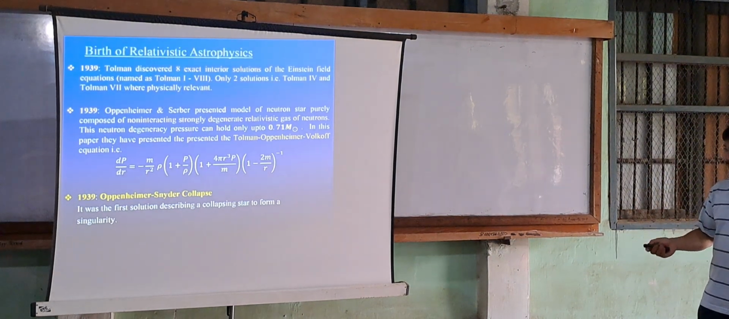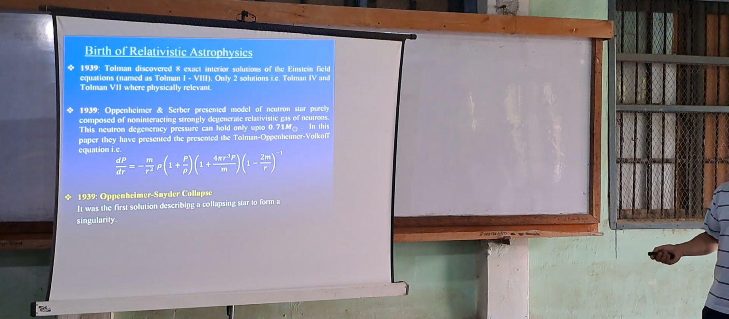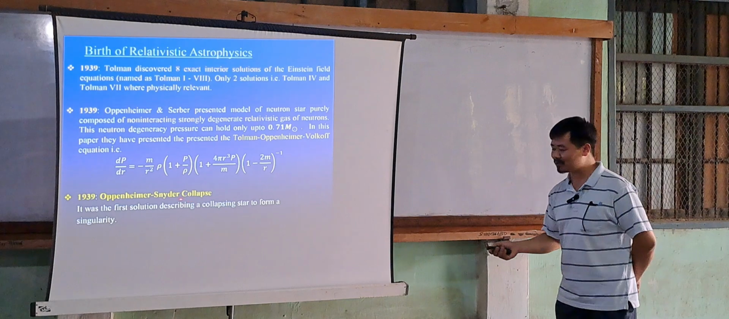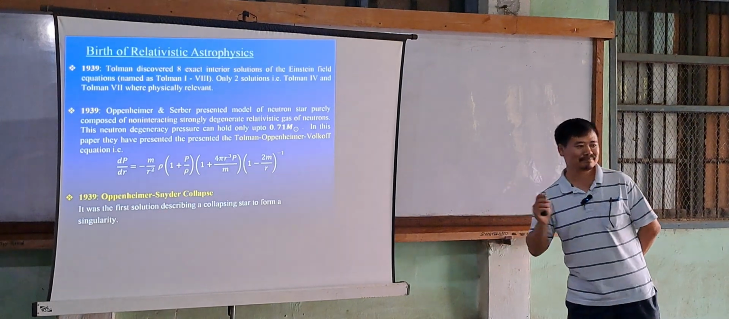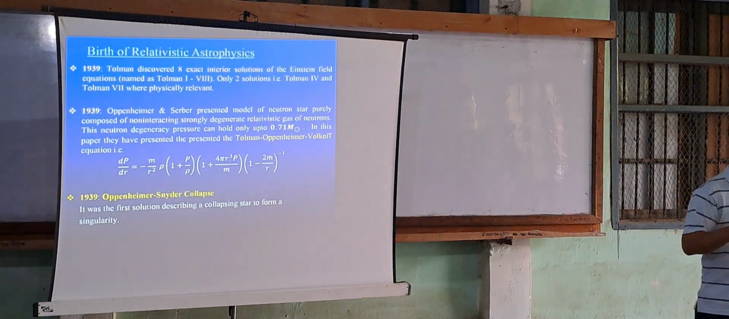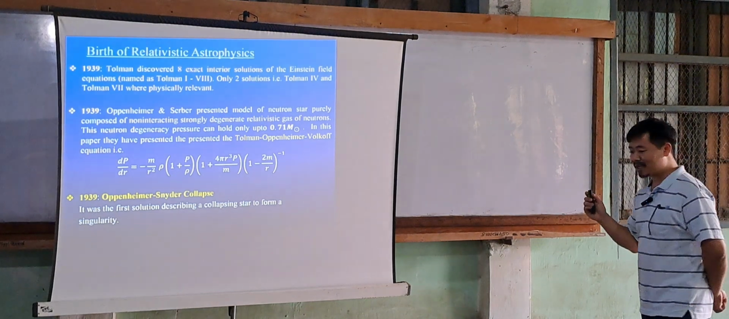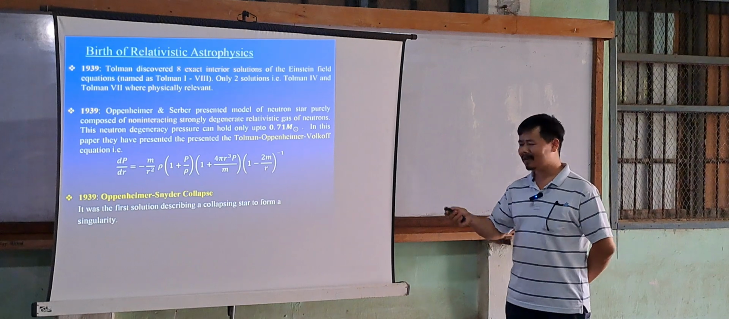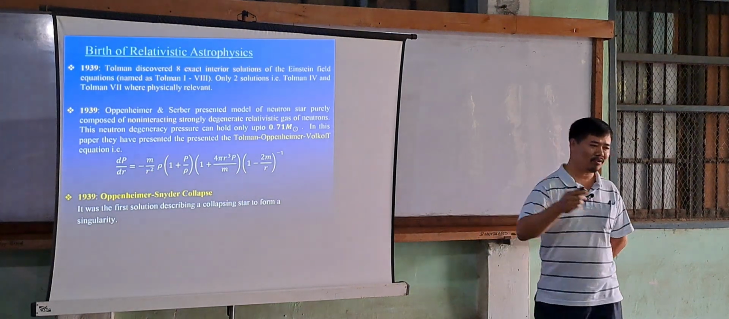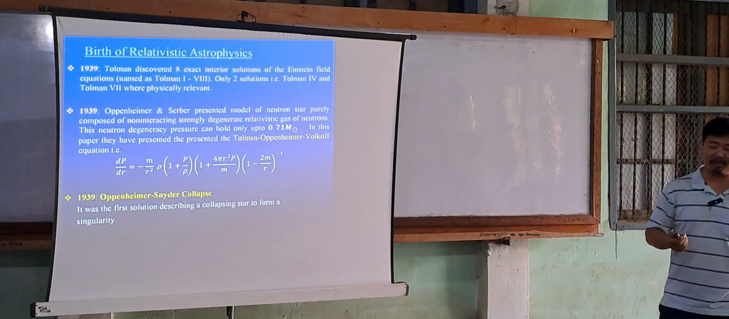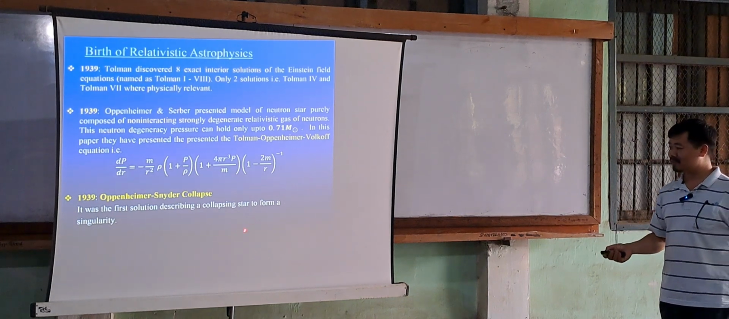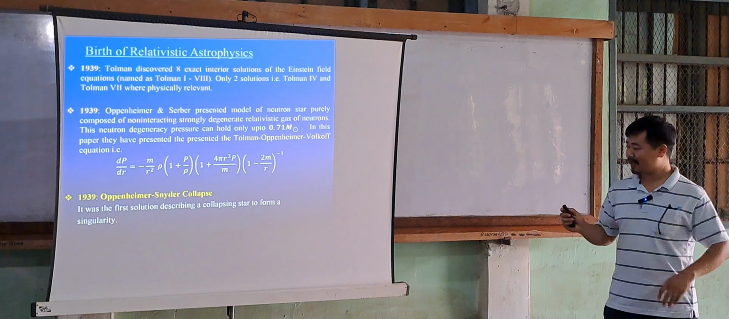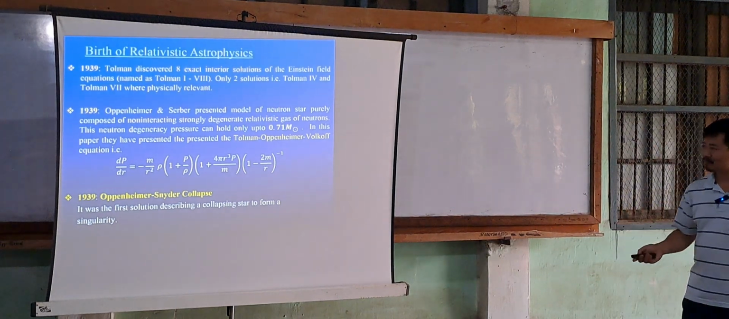Before that, in the same year as well, this was one of the most productive years in general relativity. The next one is the Oppenheimer-Snyder collapse. This is the first paper that shows a star or stellar system collapsing into a black hole. Okay, the black hole solution was there before, but how the black hole may form, this paper was the first one to describe that a massive collapsing star can give you a black hole.